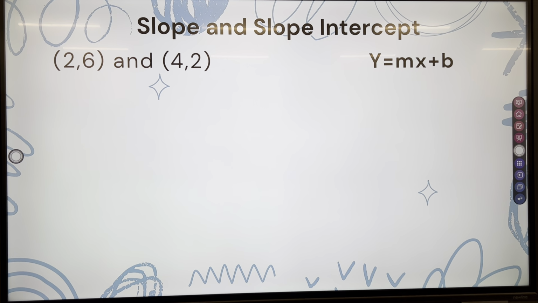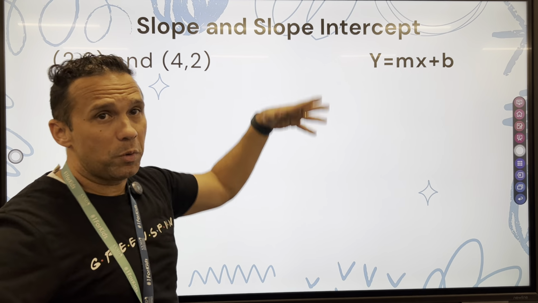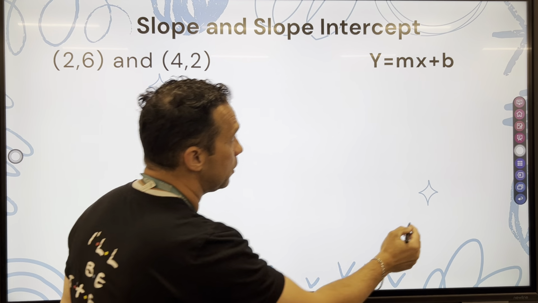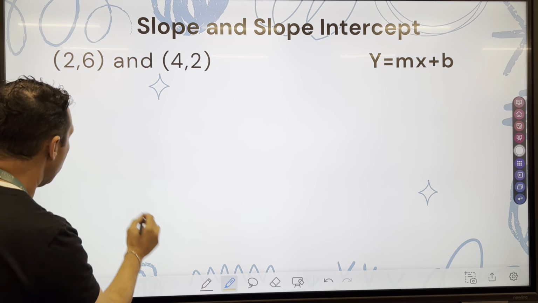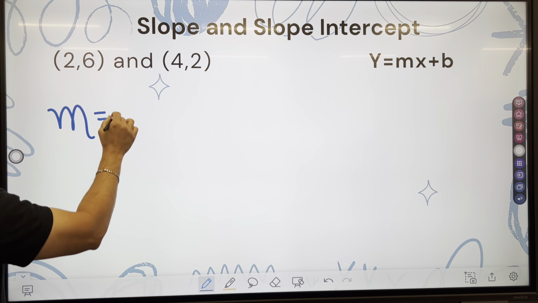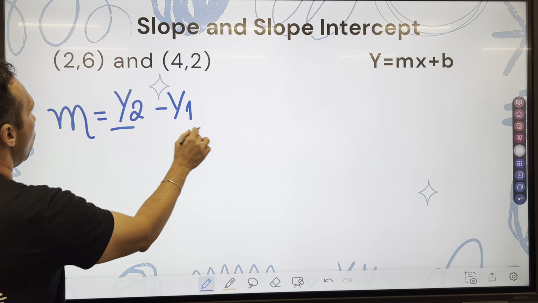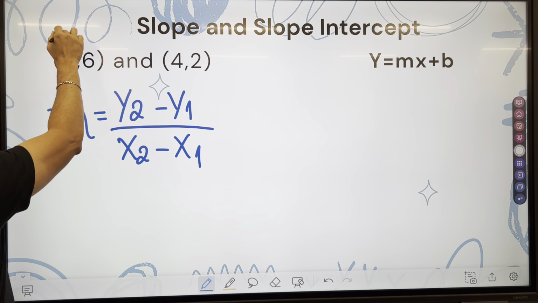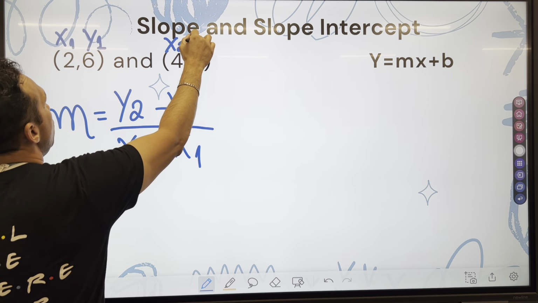Hey, when we have 2 points and we want to calculate the slope and the slope-intercept equation, there is a conventional way. It will always be the same way. The slope in those cases is m equals y2 minus y1 over x2 minus x1. This is x1, y1, x2, y2.